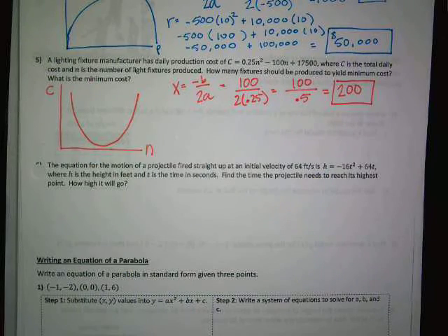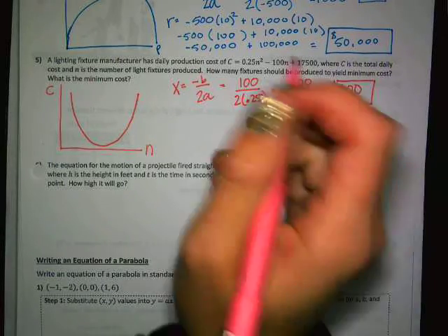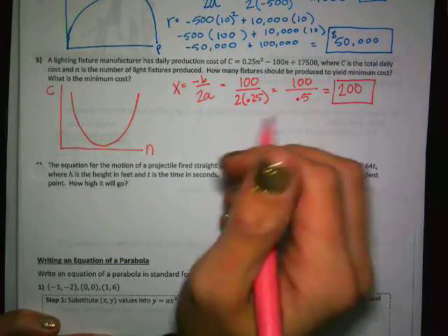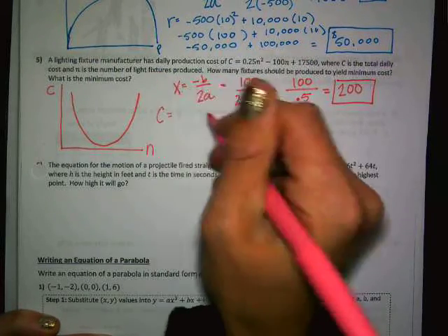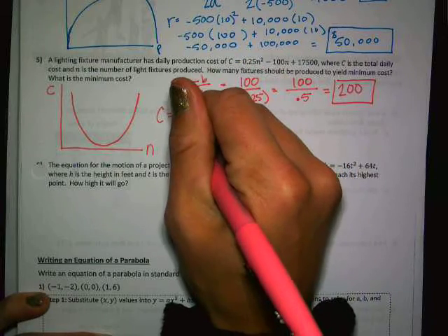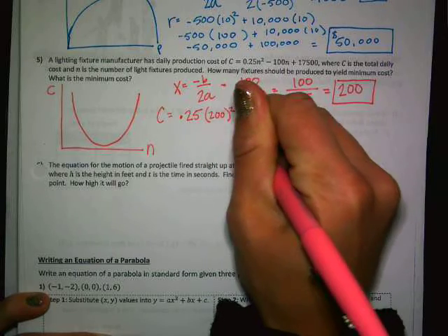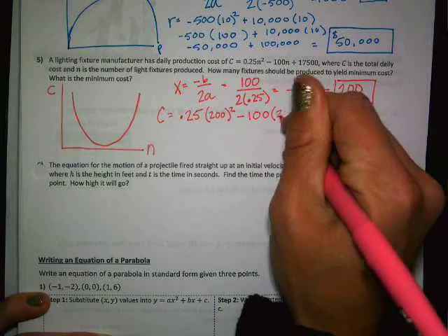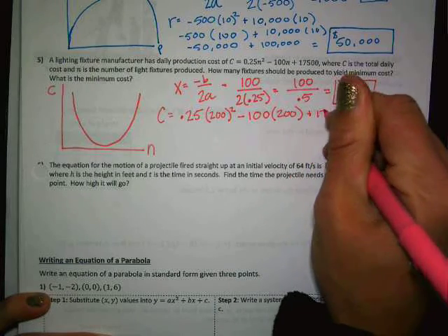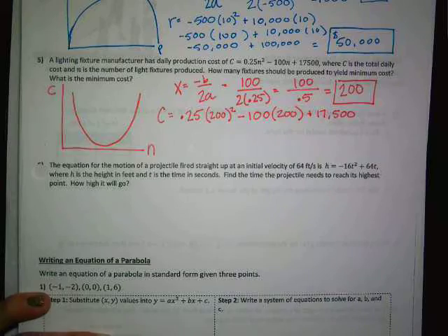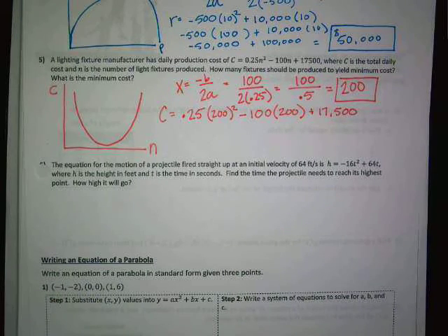Oh, okay, now this is too much math for me in my brain. We can do this without a calculator too. So I want to figure out what the actual minimum cost is. So what are you going to do? Plug it in. It's going to burn a little bit. All right, 0.25 times 200 squared minus 100 times 200 plus 17,500. What? No, we don't need a calculator. Yes, we do. You are correct.